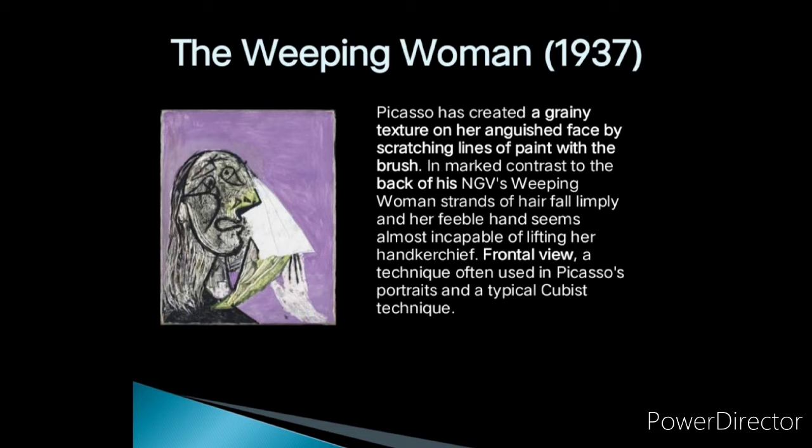Second is The Weeping Woman in 1937. Picasso has created a grainy texture on her anguished face by scratching lines of paint with a brush. In marked contrast to the back of his Ingres, Weeping Woman's strands of hair fall limply and her feeble hand seems almost incapable of lifting her handkerchief.